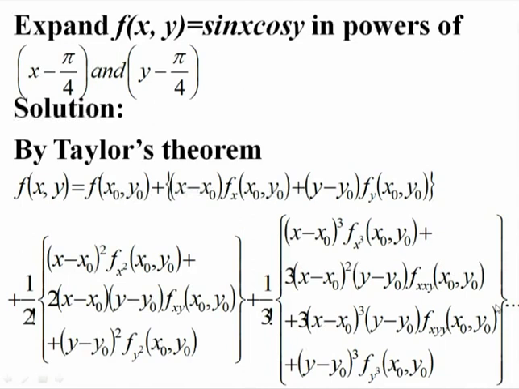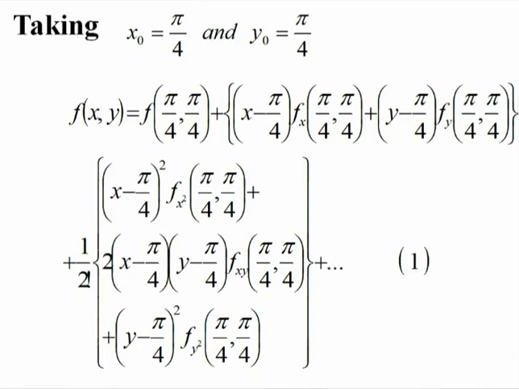So now we want to expand the given function near the point (pi by 4, pi by 4), or we require to expand the function in powers of x minus pi by 4 and y minus pi by 4. So taking x0 and y0 equal to pi by 4, we can find out the value of the function at (pi by 4, pi by 4) and their first order and second order partial derivatives, and substitute those values here.